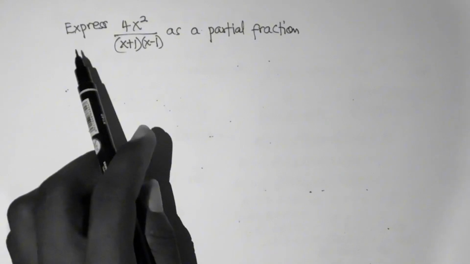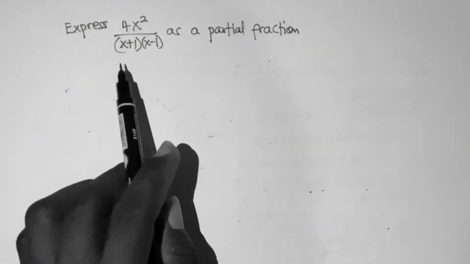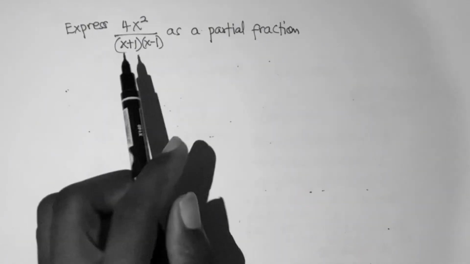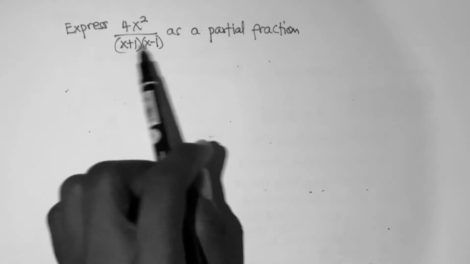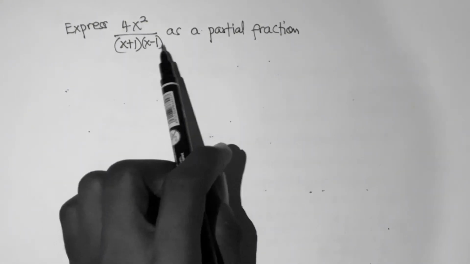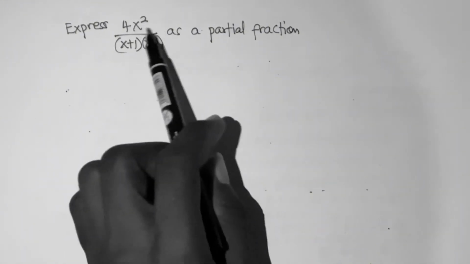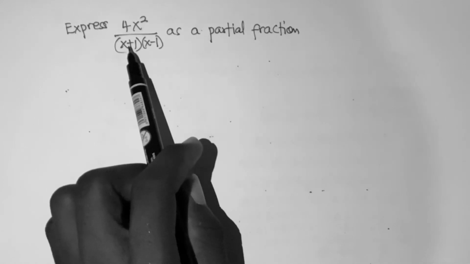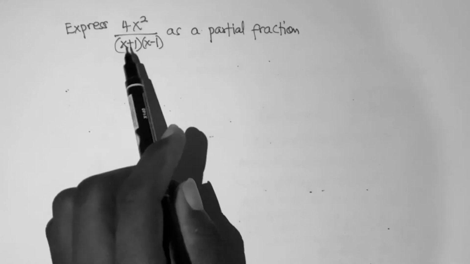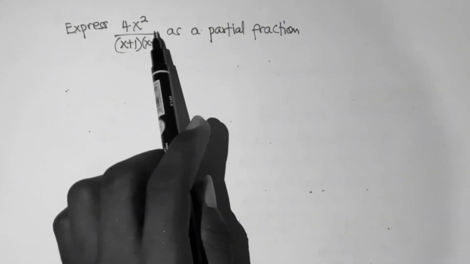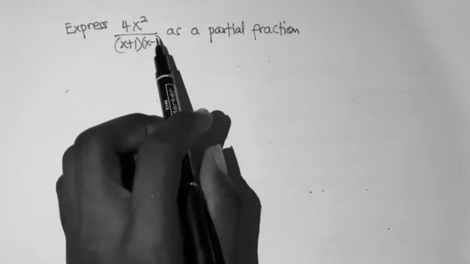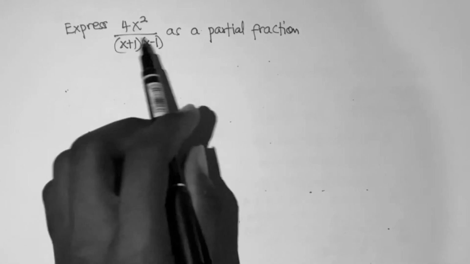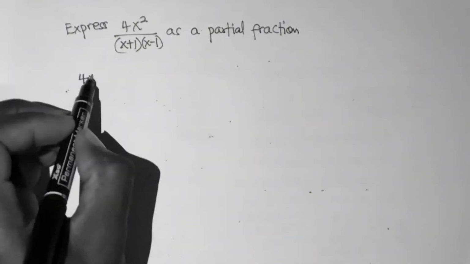So now we are supposed to express 4x squared divided by x plus 1 times x minus 1 as a partial fraction. Now, if you look at x plus 1 times x minus 1, this is a difference of two squares. It becomes x squared minus 1. So the highest power of x in the numerator is 2, and the highest power of x in the denominator is also 2. So the powers are equal, and because the powers are equal, you are supposed to divide to get first a constant. So if you divide x squared by x squared, you are going to get a constant.